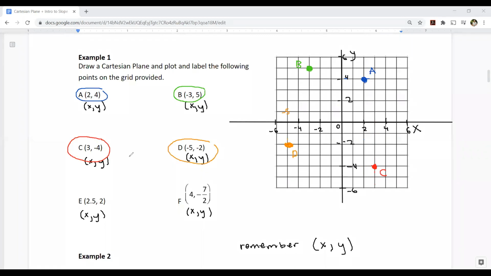Now for points E and F, we'll follow the exact same method, but the only thing is, now we have these decimals. In E, we have 2.5. In F, we have a fraction like -7/2. For E, 2.5, that's just going to mean that we're in between 2 and 3. So if you go on the x-axis, that would be just about right over here. And on the y, we're at 2. So I'm going to plot this point right here.